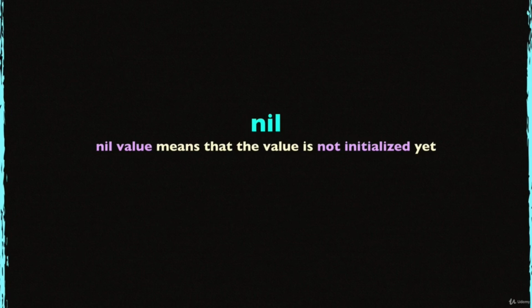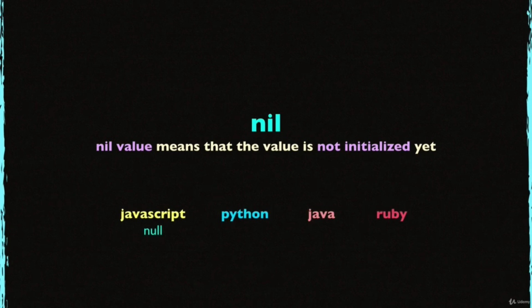Let's take a look at how it's called in other popular languages. For example, in JavaScript, it is known as null. Or in Python, it is None. In Java, it is null. And in Ruby, as in Go, it is nil as well. So if you know at least one of those languages, then you already know what I'm talking about. But if you don't, no worries, it's actually a very simple concept to understand.